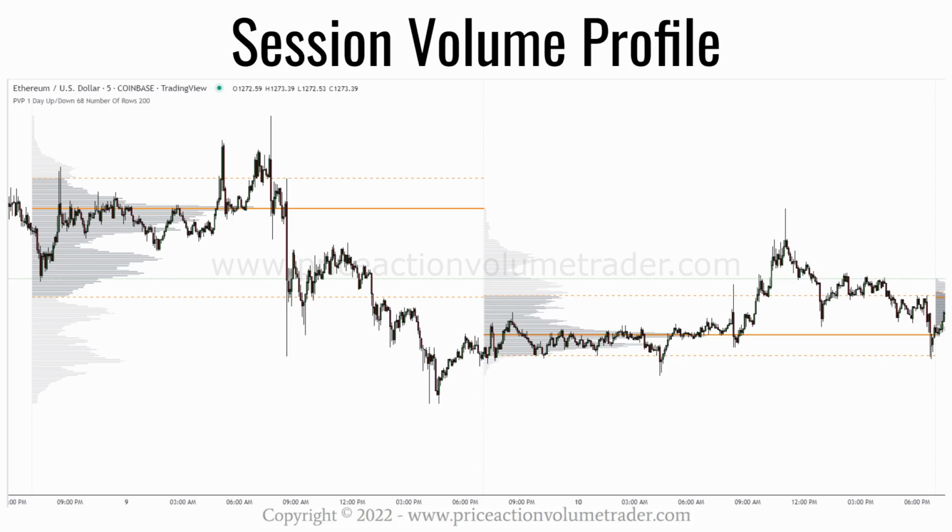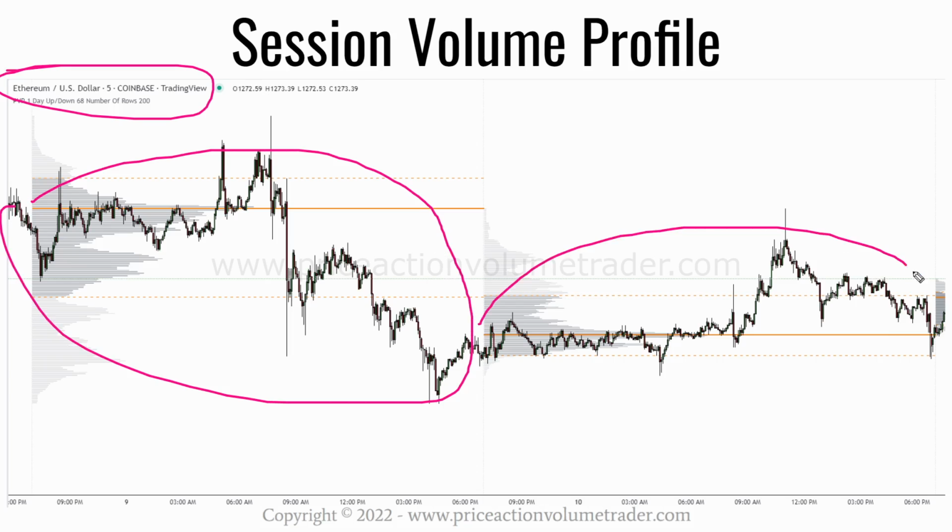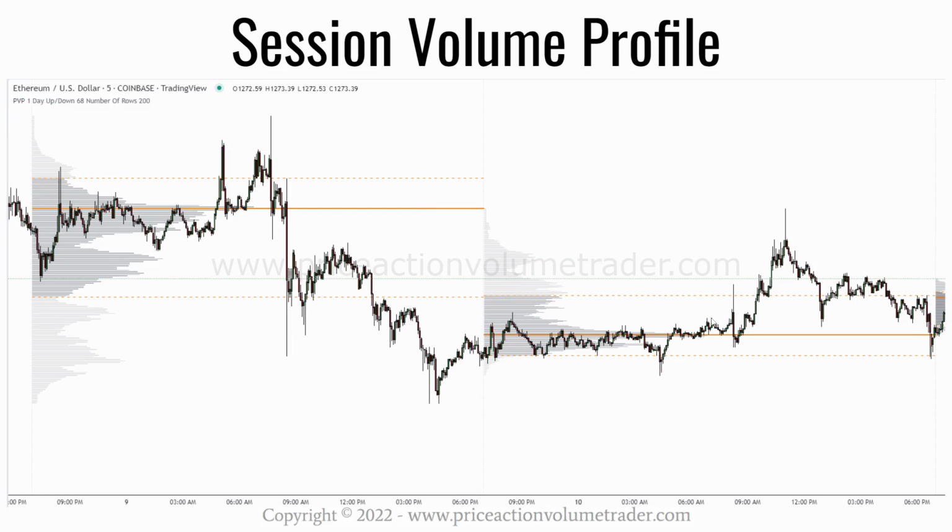If we go into crypto, this is Ethereum, 5-minute chart. We have 24-hour periods as well, and you know crypto never stops, so you pretty much get 7 24-hour profiles per week. So each session will be 24 hours going from 7 p.m. Eastern to 7 p.m. Eastern.